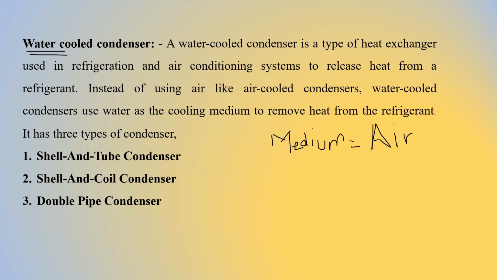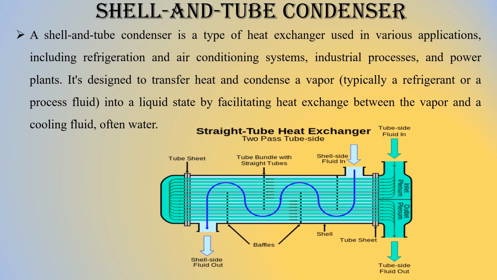Okay, there are three types of condensers here in water cooled condensers. It is shell and tube condenser, shell and coil condenser, and double pipe condenser. These three are main in our syllabus. Okay, the questions may come on this, so listen carefully. We will begin with the first one, that is shell and tube condenser. These are easy, no need to take any tension.